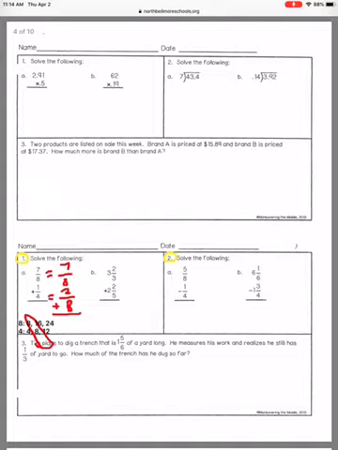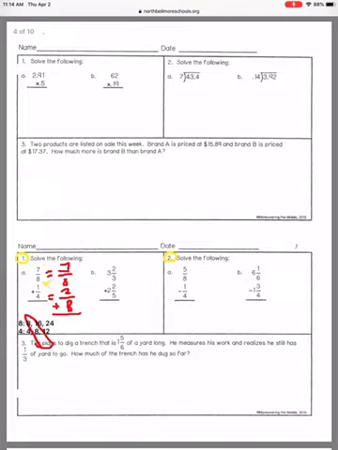7/8 and 2/8. The way I know that is because 8 times 1 is 8. Whatever I do on the bottom, I need to do on the top. 7 times 1 is 7. 4 times 2 is 8. 1 times 2 is 2. That's how I find my new fractions.